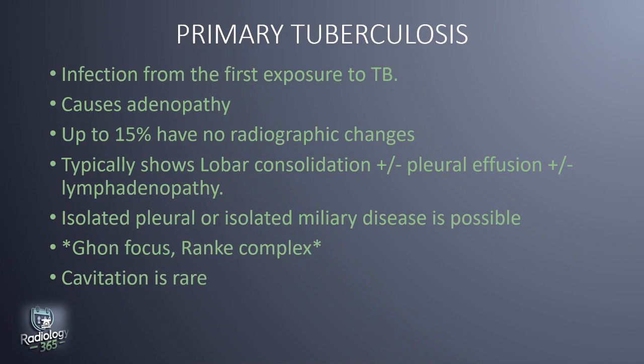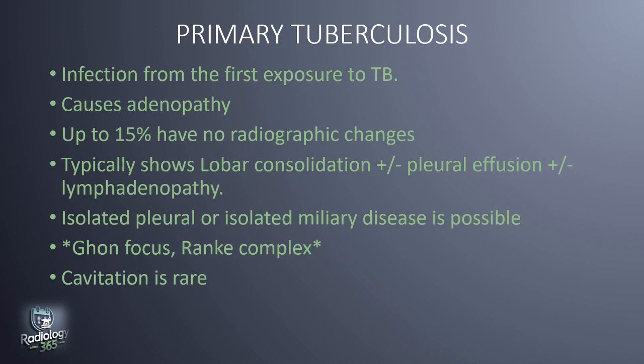You can't look at an image of someone who has pulmonary TB and stick out your neck based only on the imaging findings and say this patient has primary pulmonary tuberculosis. The typical imaging manifestations of primary TB include lobar consolidation. You may or may not have pleural effusions. You may or may not have lymphadenopathy, although lymphadenopathy is almost always present. Not all of these things need to be present.